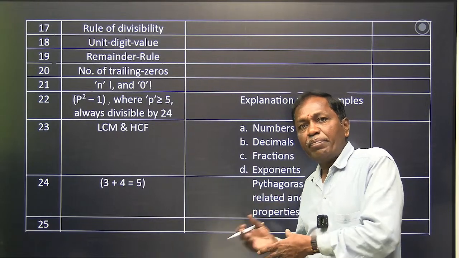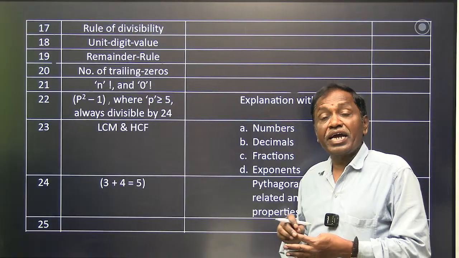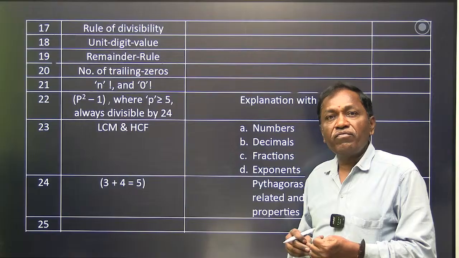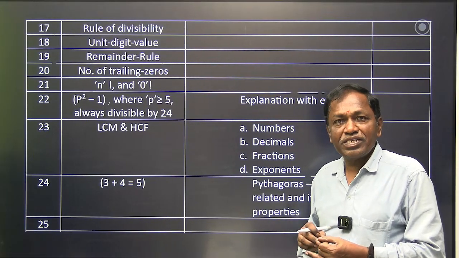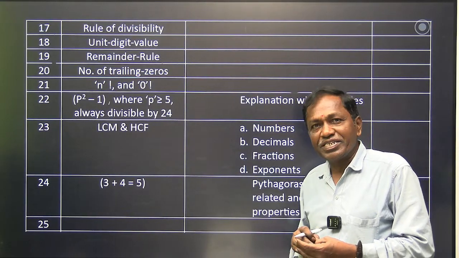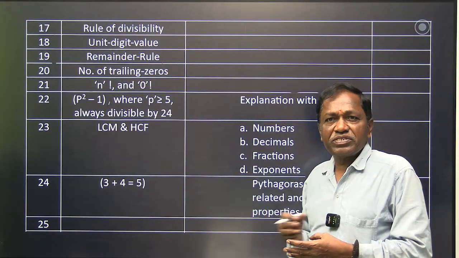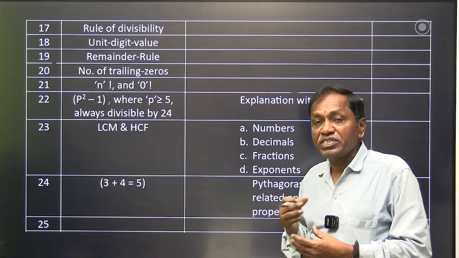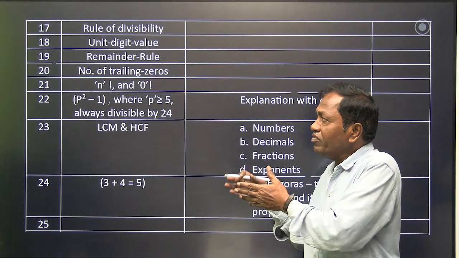In the sense of aptitude, the core subjects are time and work, time and distance, averages, percentage, profit and loss, discount, allocation and mixture, simple interest, compound interest, permutation and combinations, and probability. Next, LCM and HCF we have discussed here, and more about fractions and percentages. So these are the questions that generally happen.